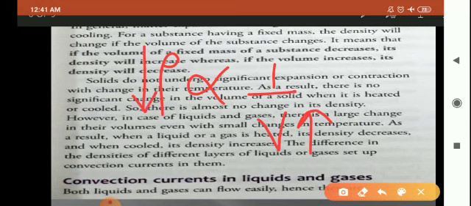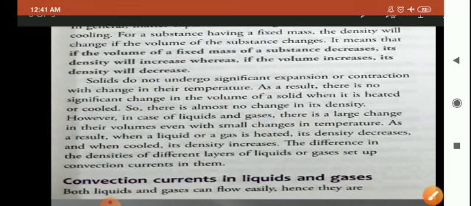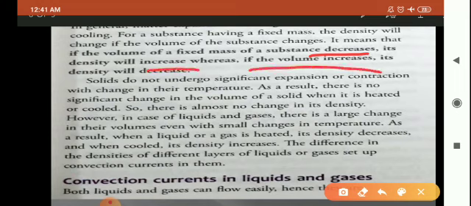Same thing is given here. If the volume of a fixed mass of a substance decreases, its density increases, whereas if the volume increases, its density will decrease. Yes or no, children? Have you understood this thing?